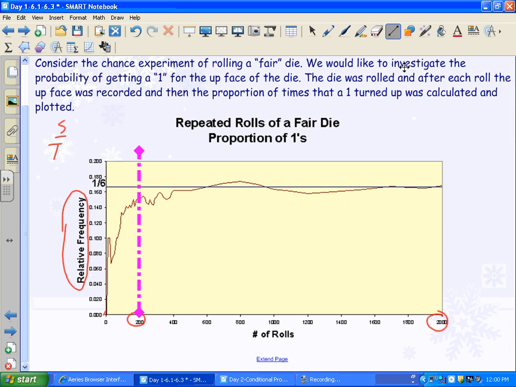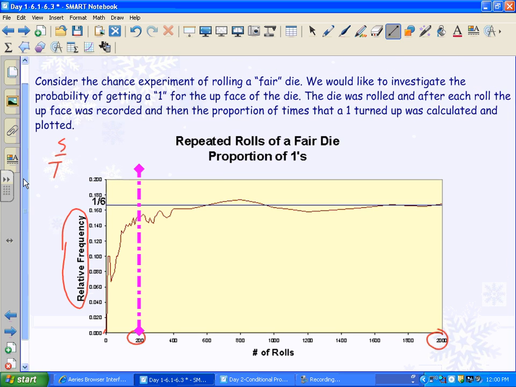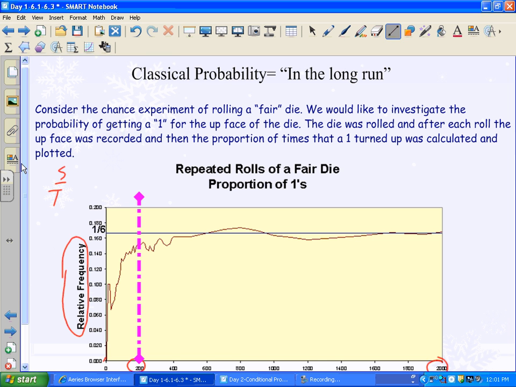What's happening at 0 to 200? I sit there and I roll a dice. When I roll the dice, it's going to land on one of the sides. It's either going to land on the 1, the 2, the 3, the 4, the 5, or the 6. I can calculate my relative frequency on rolling a 1. I'm either going to roll the 1 or I'm not going to roll the 1.